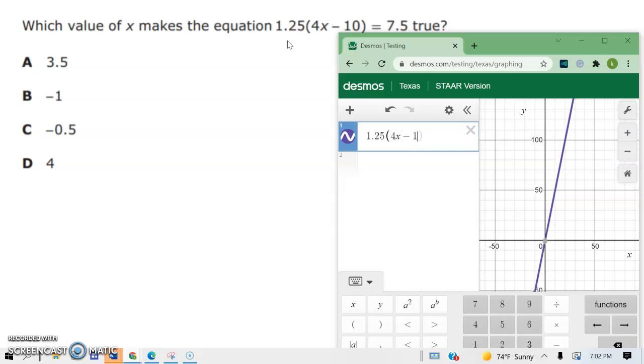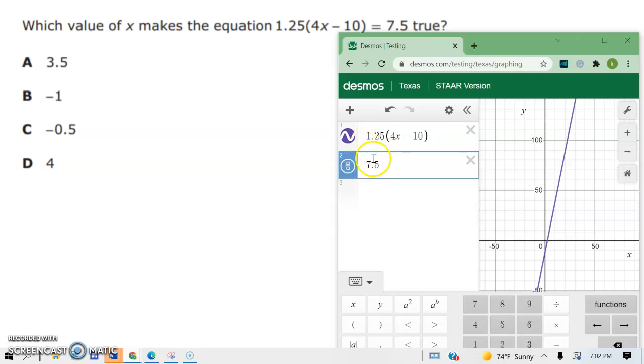4x minus 10, and if this little circle comes out, that means that you can graph it right away, so you don't need another step. Now if you go to number 2, you type in what's on the right side of the equal sign, which is 7.5. As you notice, there's no little circle like this one, meaning that the decimal does not know what to do with this number.